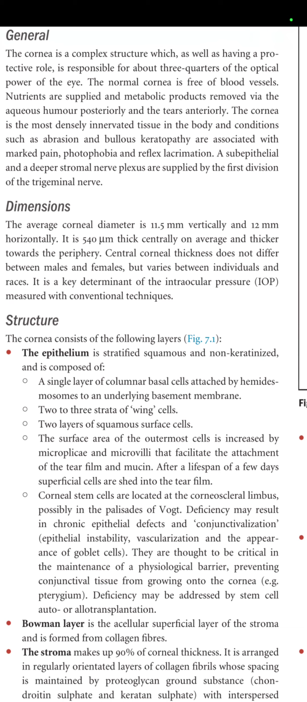So basically the cornea needs to be clear. The epithelium of the cornea is made up of stratified squamous cells, but it is not keratinized. If it was keratinized, it would not have been transparent. So what are the layers of the epithelium?